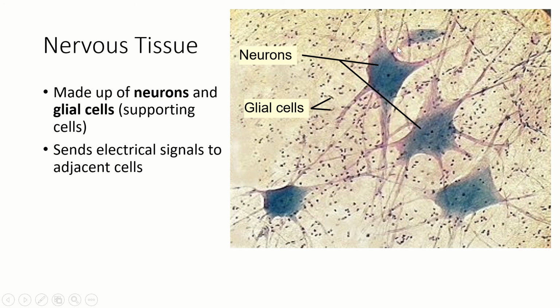The other thing is, around the neurons, we have all these tiny little dots, and that's another type of cell. They're called glial cells, and they are supportive cells that help the neurons do their job. Again, we'll come back to these when we talk about the nervous system. But for right now, all you need to recognize is that this is nervous tissue, and this is a neuron, and these little tiny things are glial cells.